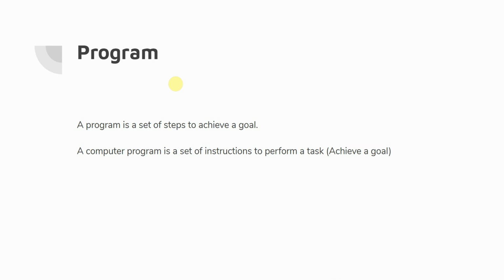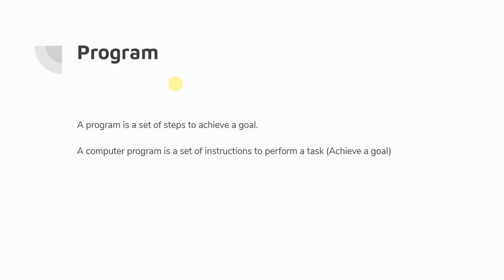What is a program? A program is a set of steps to achieve a goal. Like if we have to do certain things that might involve more than one step to achieve it. So programs are a similar thing. These are more than one step to perform a certain task or to achieve certain goals. A computer program is a set of instructions to perform a task to achieve a goal. Similarly, in a computer program, we write the code or the instructions to perform certain tasks.